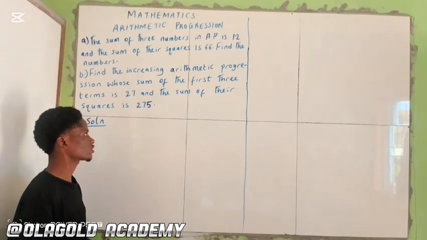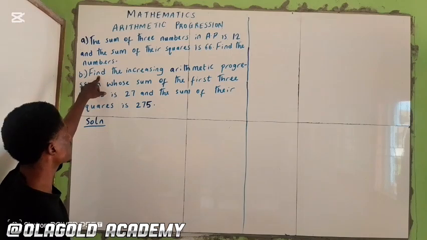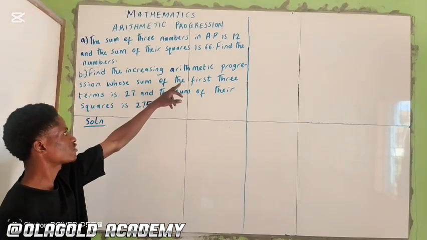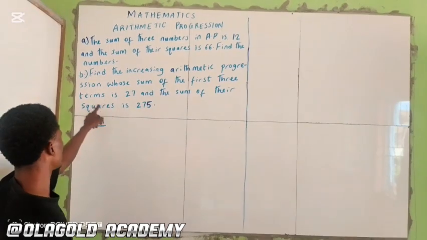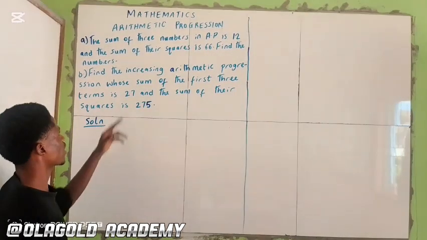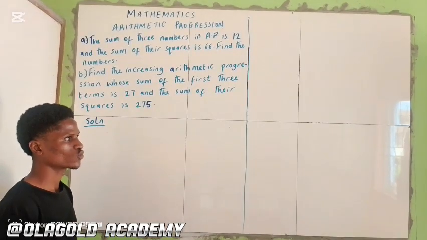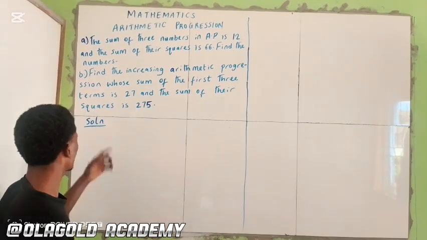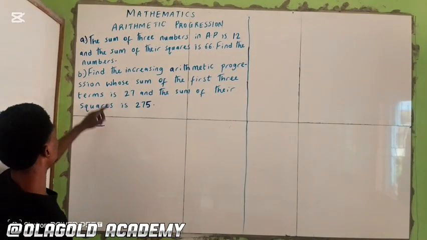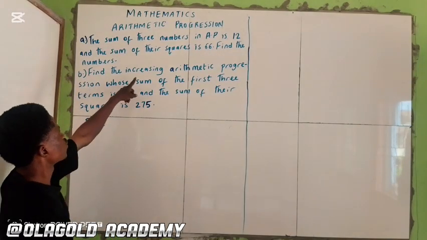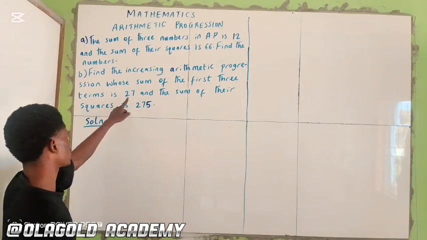Alright, the question says, find the increasing arithmetic progression whose sum of the first three terms is 27 and the sum of their squares is 275. Alright, how do you go about this kind of question? The question says that the sum of the first three terms is 27.